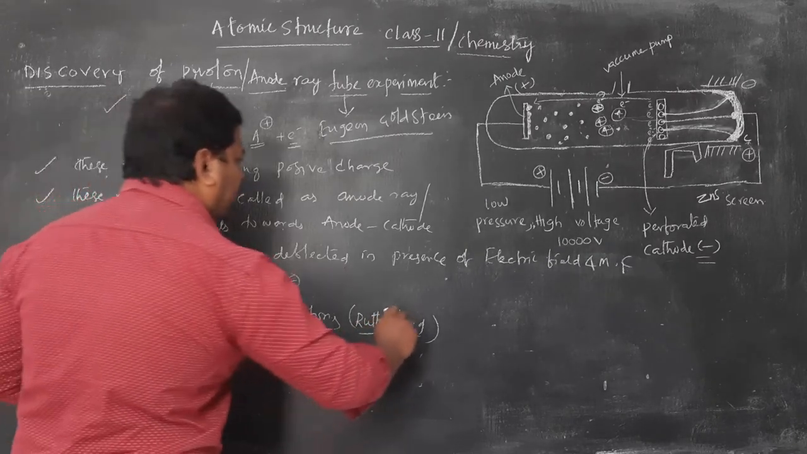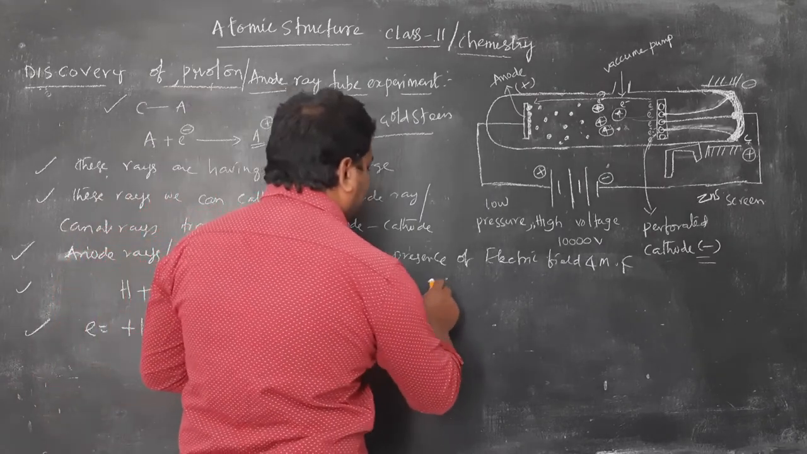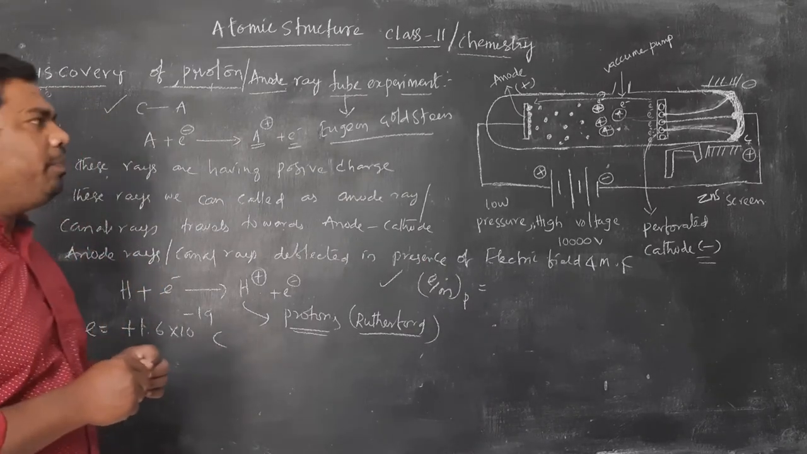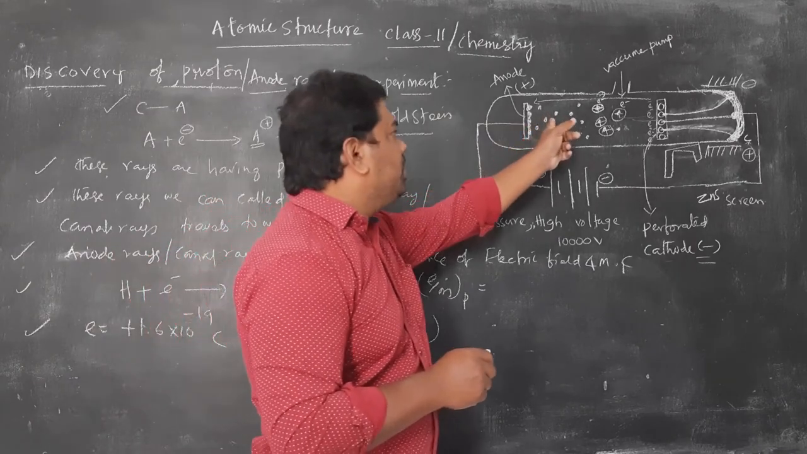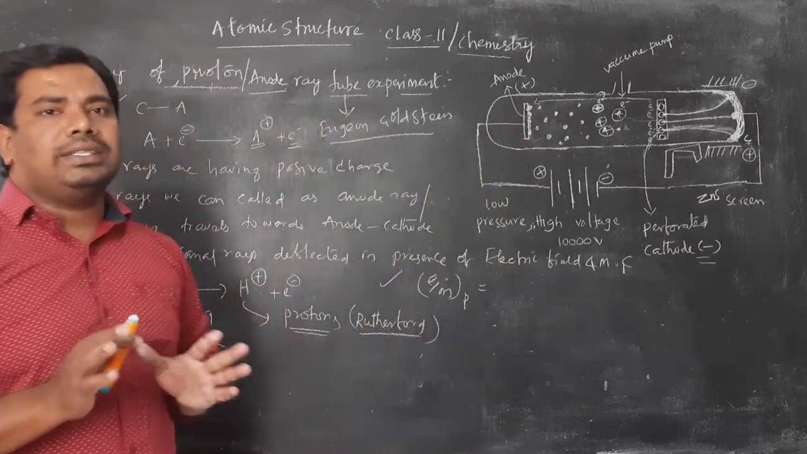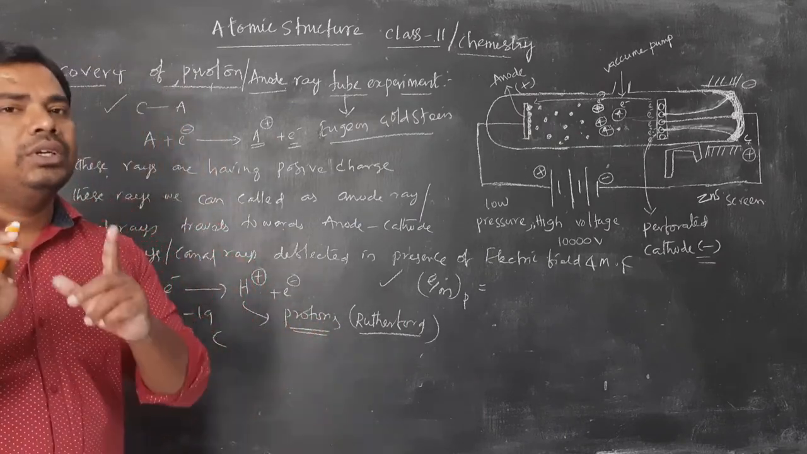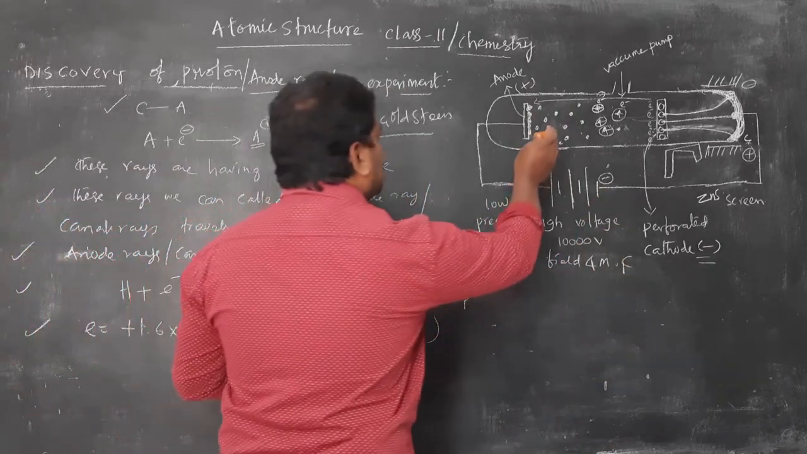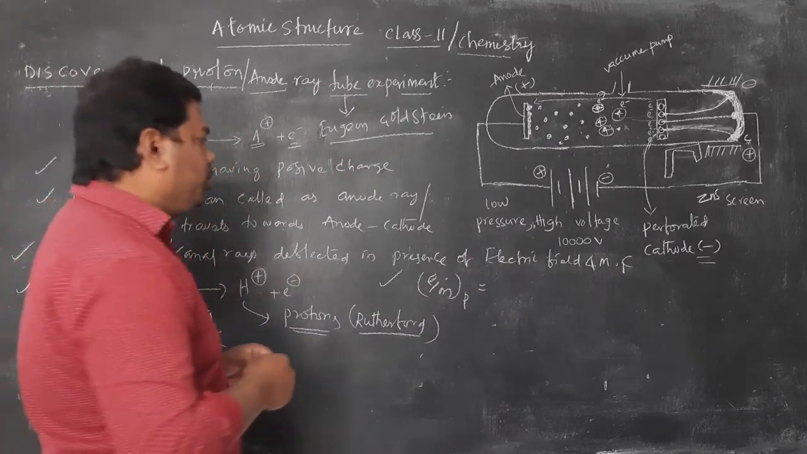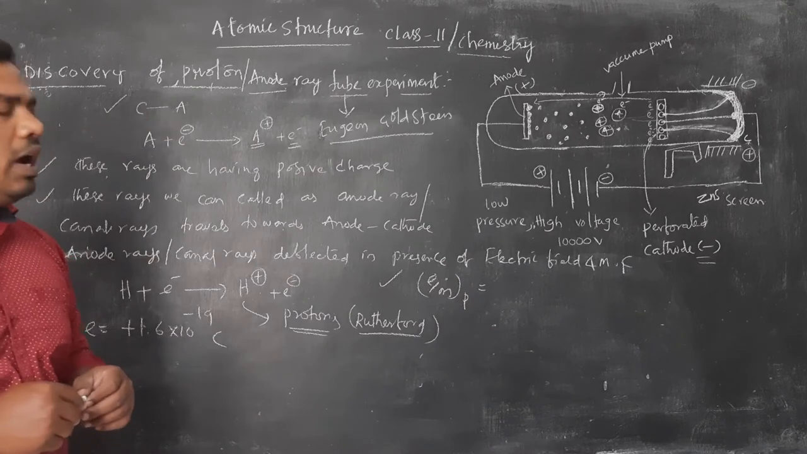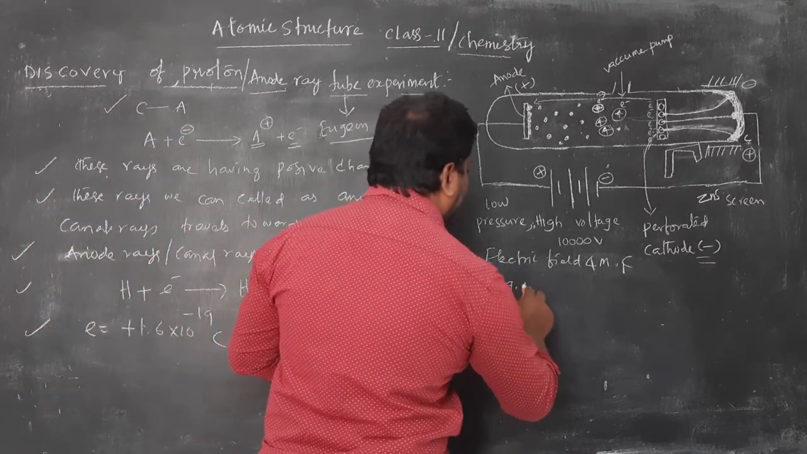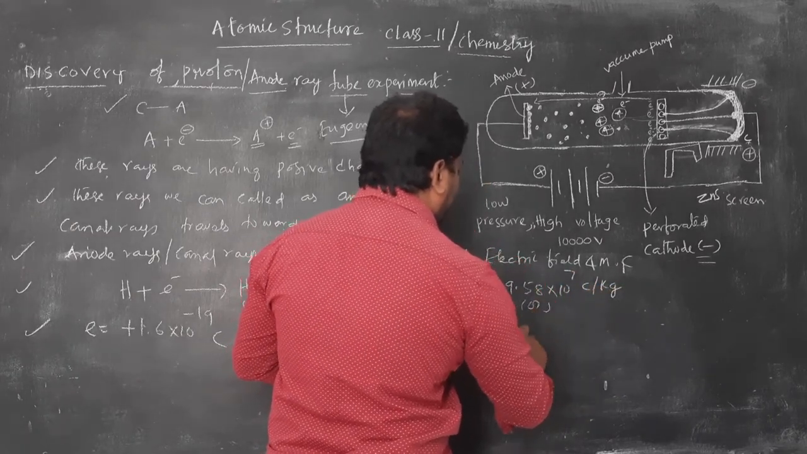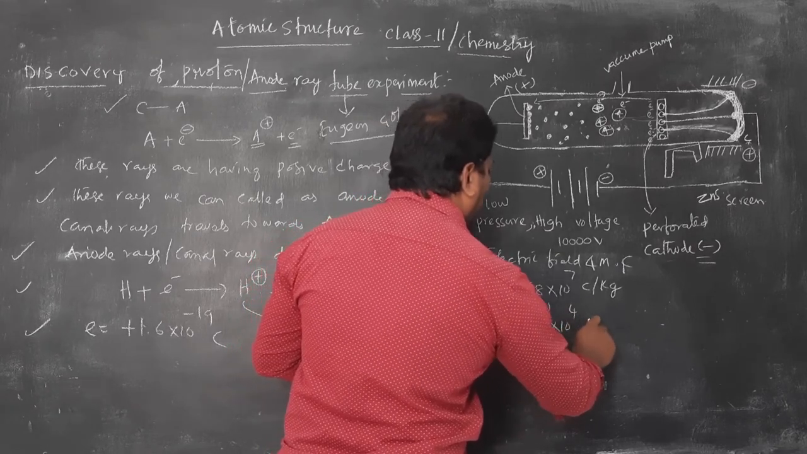He also successfully calculated the charge to mass ratio of a proton. Remember student, the charge to mass ratio depends upon the nature of the gas present inside the discharge tube. All gases do not have the same charge to mass ratio. That is very, very important. He calculated the charge to mass ratio of a proton as 9.58 into 10 to the power of 7 coulomb per kg, or 9.58 into 10 to the power of 4 coulomb per gram.